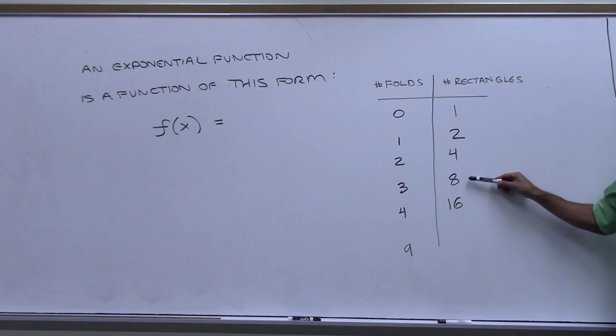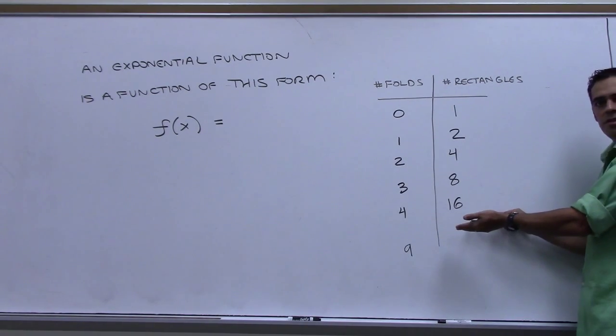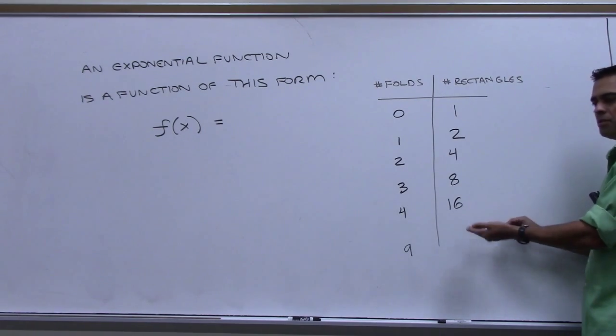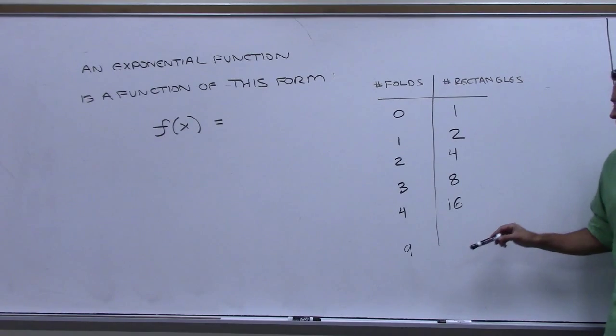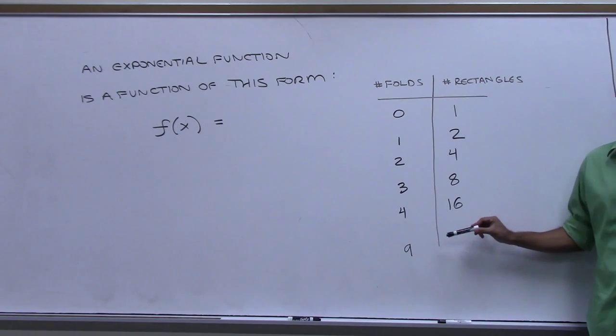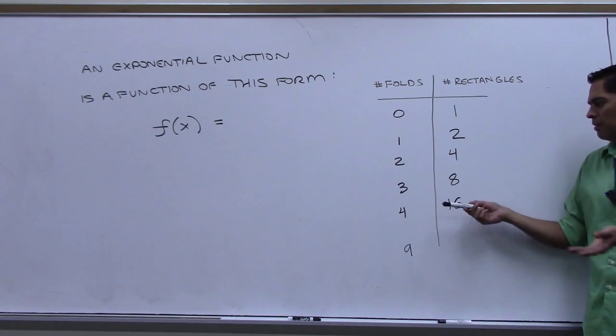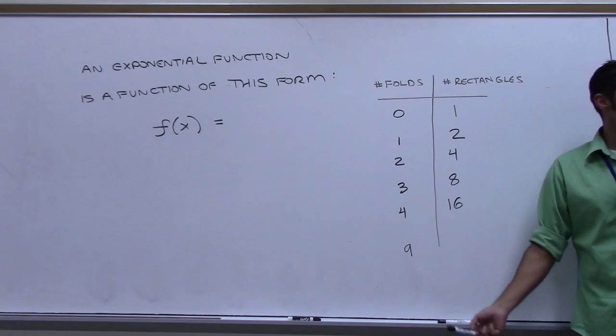I think you could get it by just saying, okay, at 5 folds it's 32, at 6 folds it's 64, right? And you can keep doing this until you get to 9. But that means in order to tell me what's happening at 9, you actually have to figure out what's happening at 5, 6, 7, and 8. And if I change that to like 90, then you'd have to go 5, 6, 7, 8, all the way down to 90. That's going to take you a while.